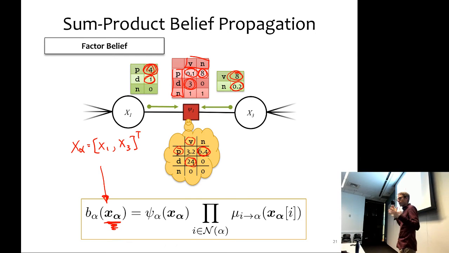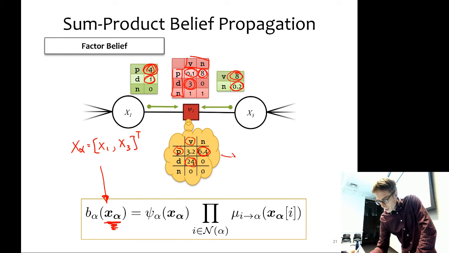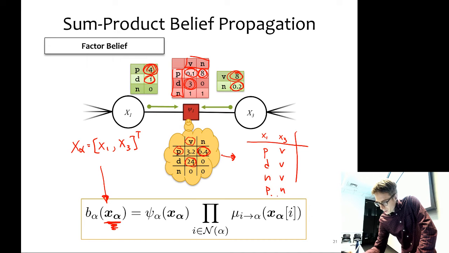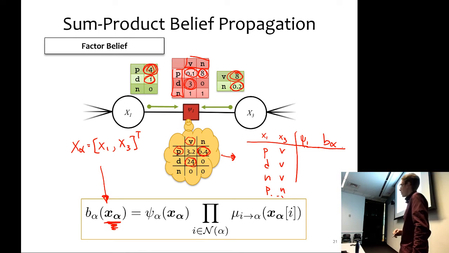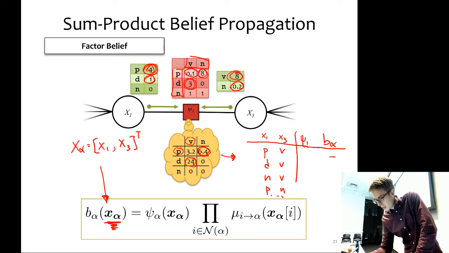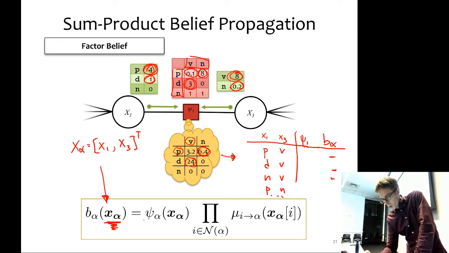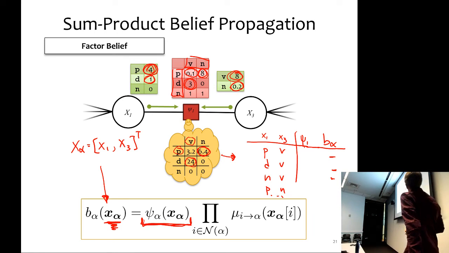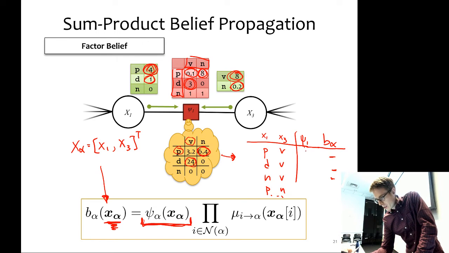So you can then think of this function b alpha. I think it's preferable to think about representing this table as showing the different possible values of x1 and x3 as P and V, D and V, N and V, P and N, and so on down the line, and then the different possible values that psi1 could take, as well as, say, the belief could take. Okay, so how do we actually compute one entry in this table? Well, we multiply in the value of the factor, right? So that's just going to be picking out a particular row here.